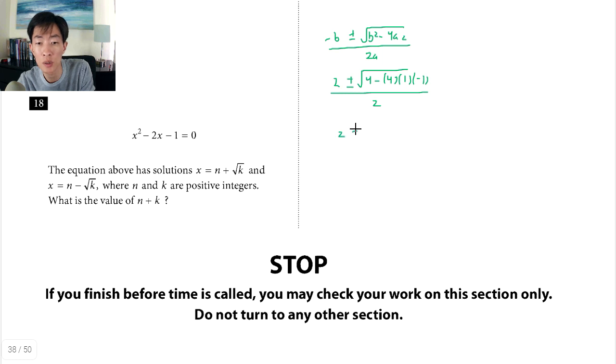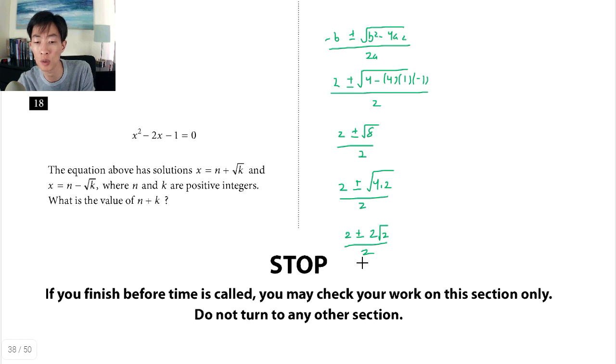This becomes 2 plus minus. This is going to be 4 plus positive 4, so it becomes rad 8 over 2. Let's simplify this. Rad 8 becomes 4 times 2 inside the radical, all over 2. Simplify that by bringing the 4 out. The square root of 4 is 2. The other 2 is still in the radical. So we got 2 plus minus 2 rad 2 all over 2.